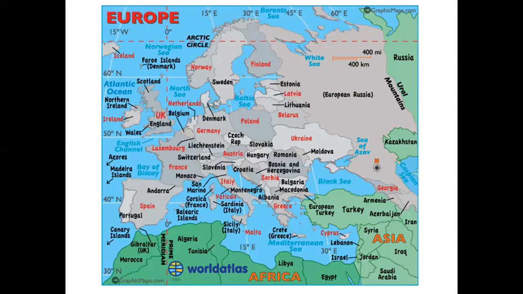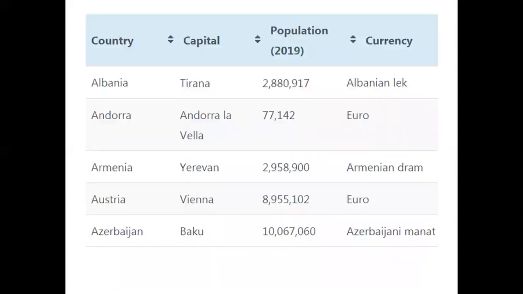In that website also you can practice this one. I will share that by the end of this class. So this is again the country, capital city, and currency list. Just go through that, like Albania, Tirana, and Albanian lek.